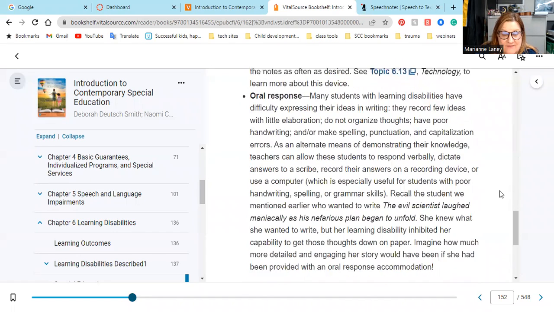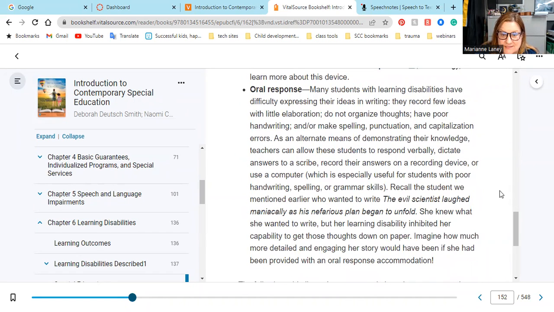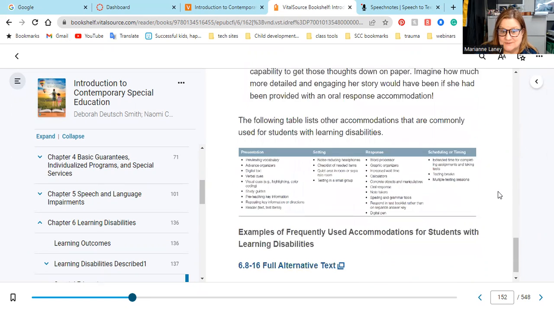Oral responses, again, I've had students who say, I'm not good at notes and my accommodations and modifications say I need oral responses. They sit and record themselves on a video telling me their notes. If that's what they need, that's what they need.